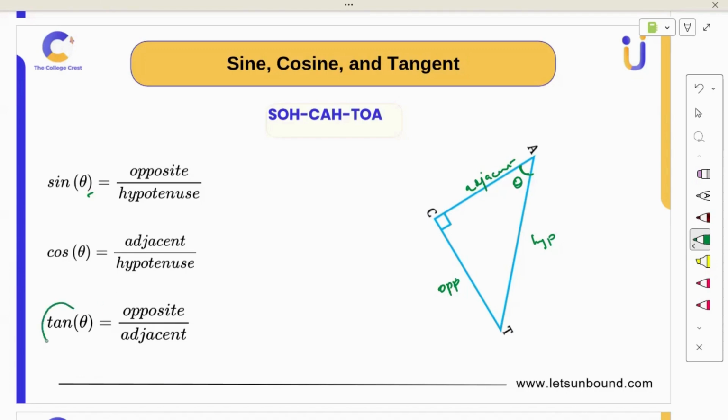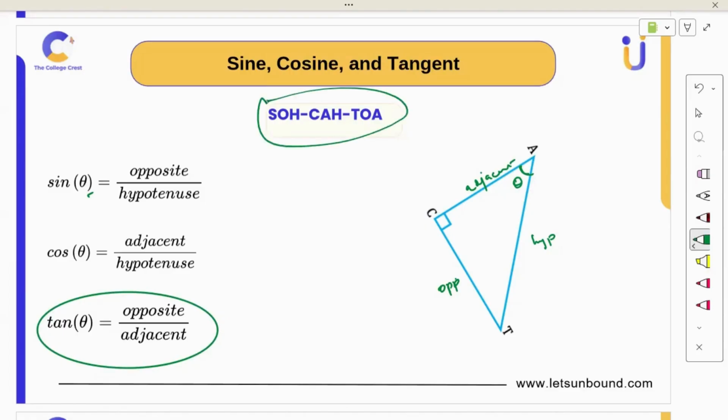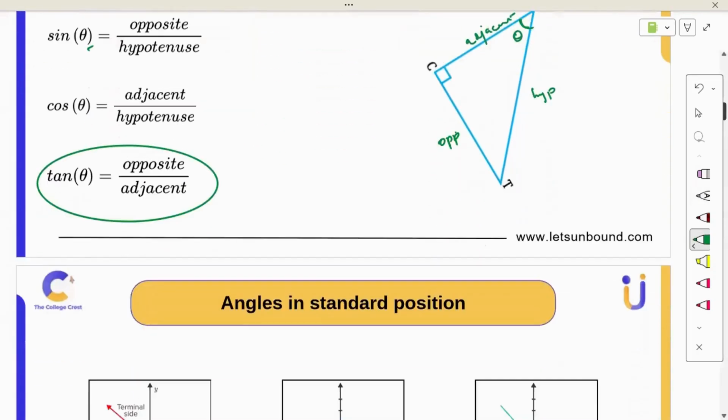In many word problems we will use this, because the hypotenuse is not always needed, and this is a very simple way to remember the formulas. SOH CAH TOA: sine is opposite over hypotenuse, cos is adjacent over hypotenuse, tan is opposite over adjacent. These are things you already learned.